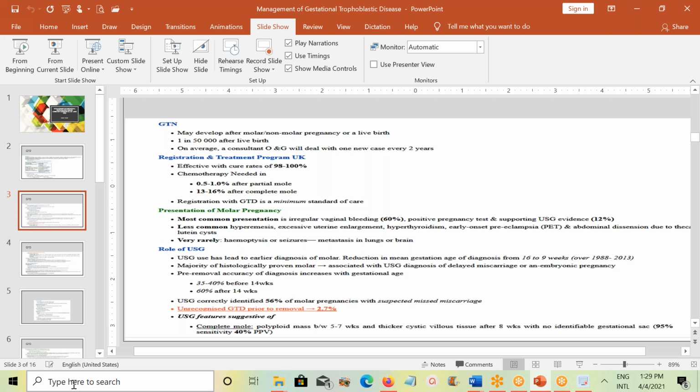2.7% of cases of molar pregnancy, gestational trophoblastic disease, will be totally unrecognized. We will not know about them, and the patient will be having this molar pregnancy.